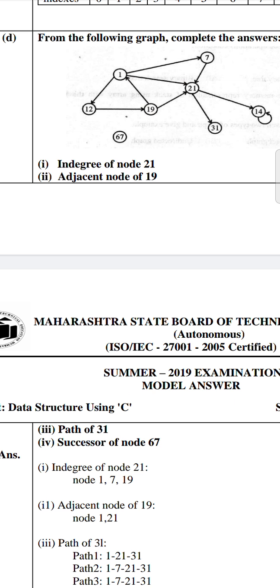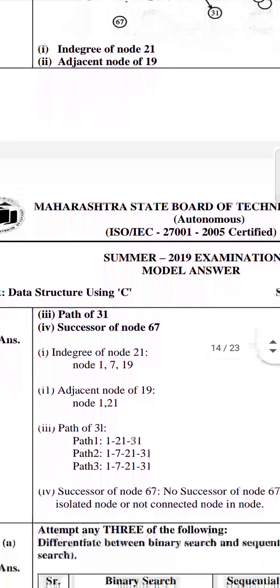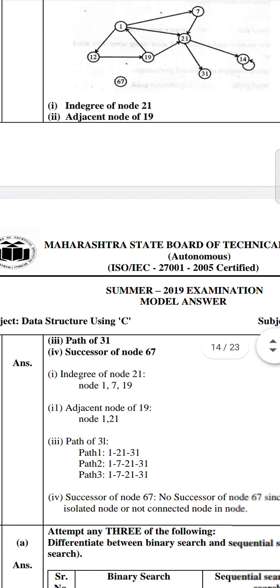Similarly, the second path will be 1, 21, 31 directly. Similarly, you can observe one more path. From 1 you can go to 12, from 12 to 19, from 19 to 21, and again to 31. So 1, 12, 19, 21, 31 is also one path. So the path of 31 is nothing but how you can reach 31.